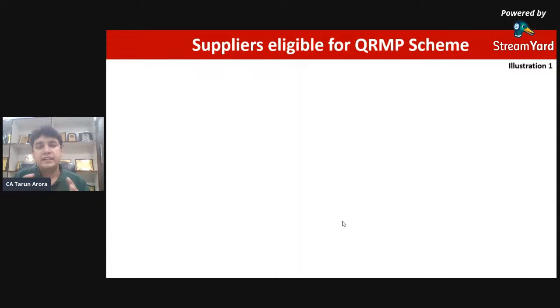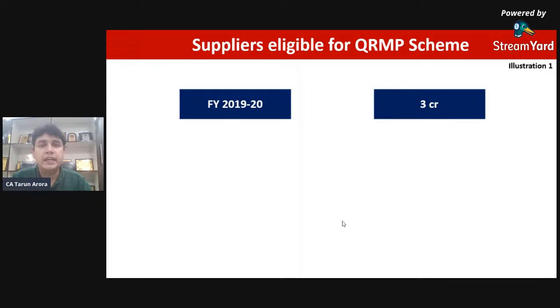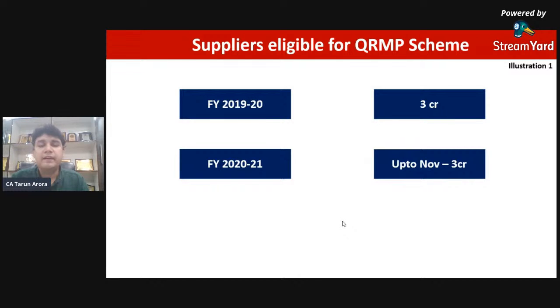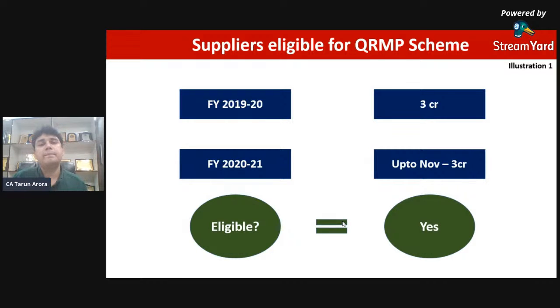Now, let us understand this entire concept with some illustration. So, for financial year 2019-20, my turnover was 3 crore rupees. My turnover for 2020-21 up to November, अभी ये जो month खत्म हो रहा है, up to November is assuming 3 crore rupees. So whether I am eligible for QRMP scheme, previous year less than 5 crore, yes, you are eligible. 2021 still 5 crore not achieved, so you are eligible for QRMP scheme.